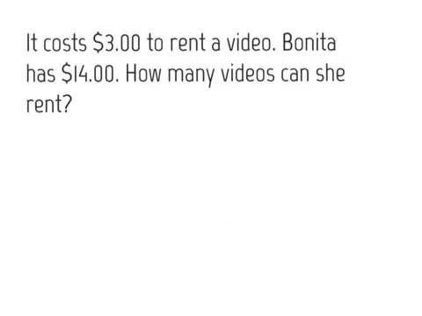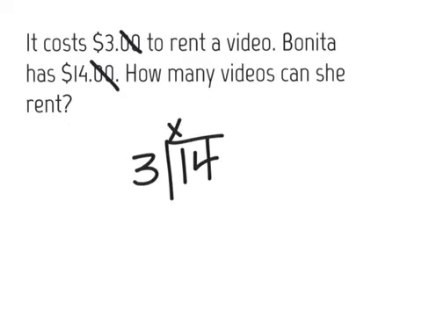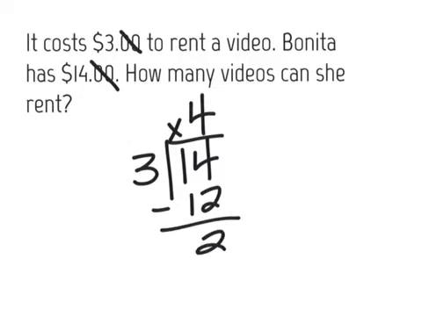Let's do another one. It costs $3 to rent a video. Bonita has $14. How many videos can she rent? Well, because both of these have no change or no sense, I can just do 14 divided by 3. 3 can't go into 1, but 3 can go into 14 4 times, which is 12. She would have 2 left over.